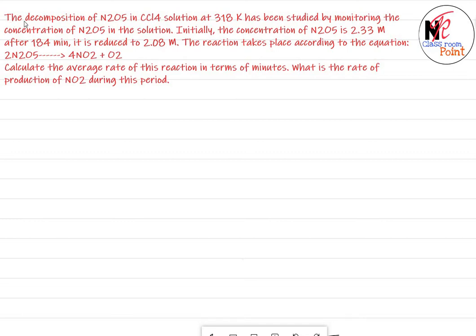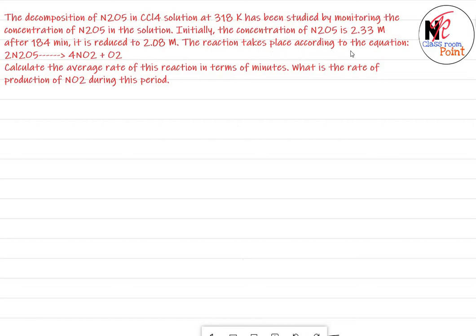The question is: the decomposition of N2O5 in CCl4 solution at 318 kelvins has been studied by monitoring the concentration of N2O5 in the solution. Initially, the concentration of N2O5 is 2.33 molarity. This is actually capital M. After 184 minutes, it is reduced to 2.08 molarity.